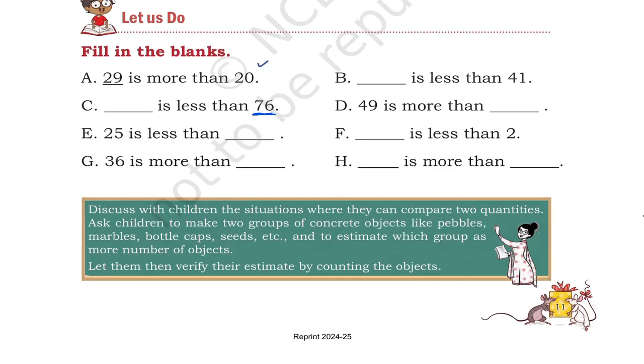You can do that on your own. Any number which is less than 76, right? 75, 74, 60, anything. You can go ahead and write. You can even write 29. So we'll say 30 is less than 76. You have to do it on your own. I'll just do it for you. 25 is less than, so less than what? Anything more than 25. So we can say maybe 35. 25 is less than 35.